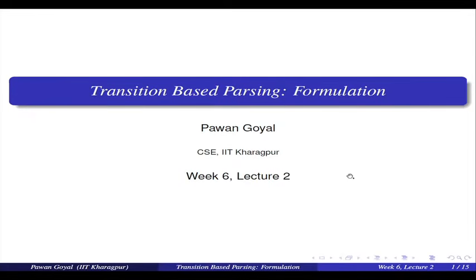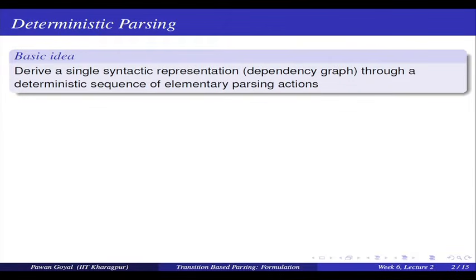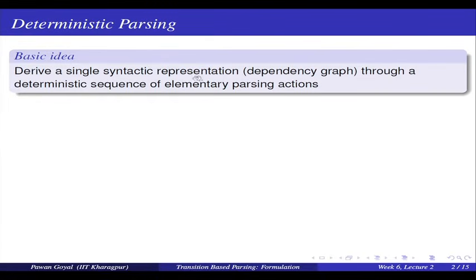Okay. So, we will see its formulation. What is the basic idea? It is similar to the intuition that I provided earlier, that is, I have to derive a single syntactic representation, called the dependency graph, via a deterministic sequence of elementary parsing actions, and this is what we were calling operations. I start with a sentence, and I keep on having certain operations over that until I arrive at some dependency graph.